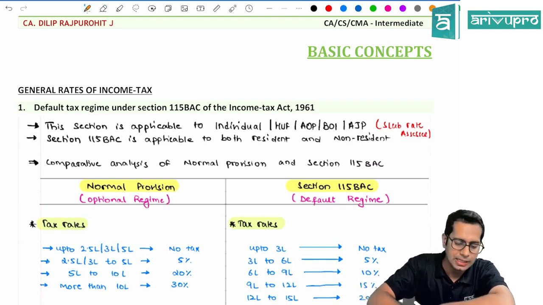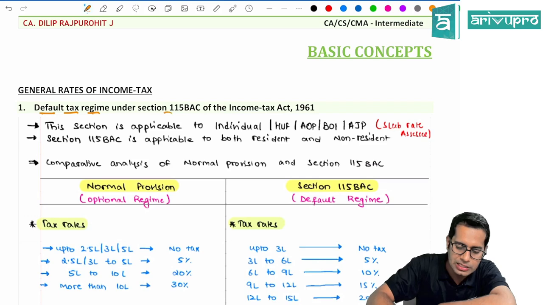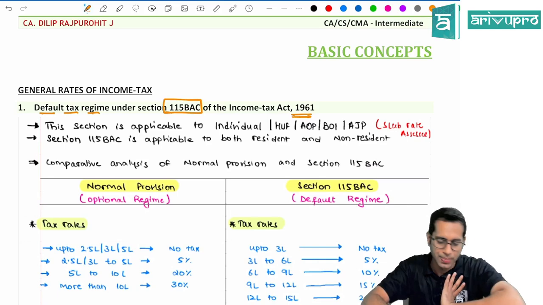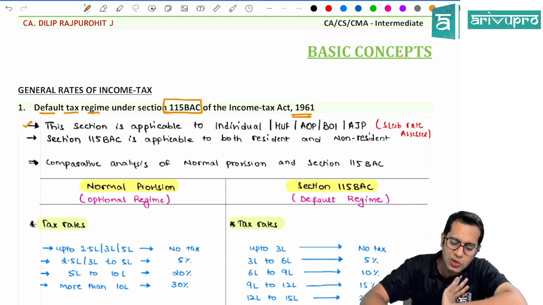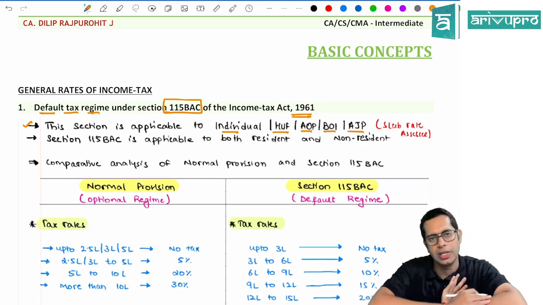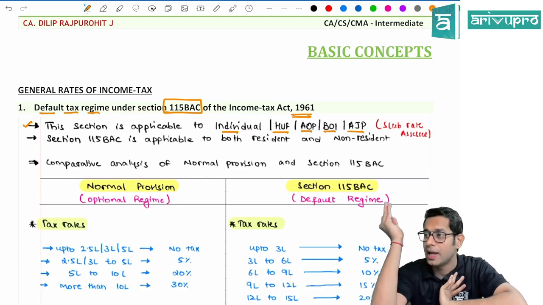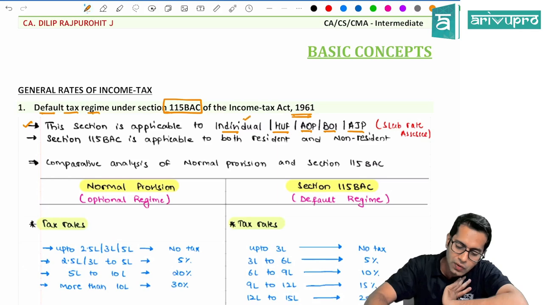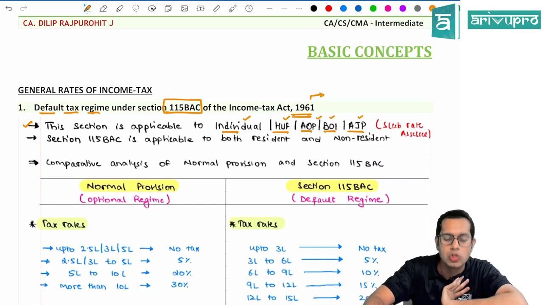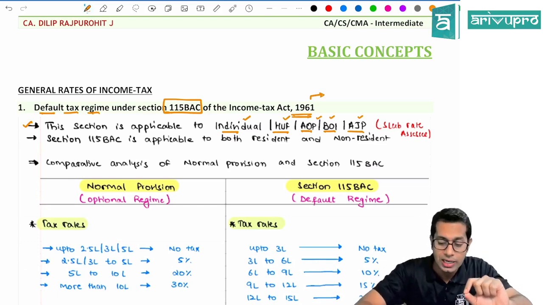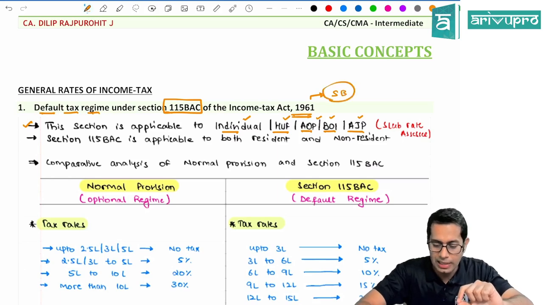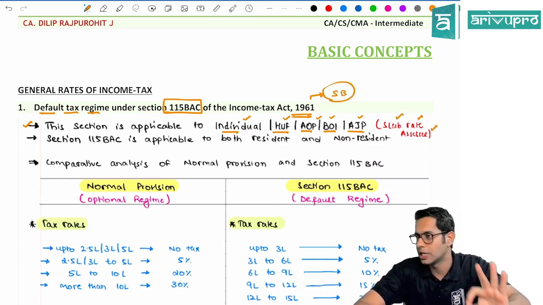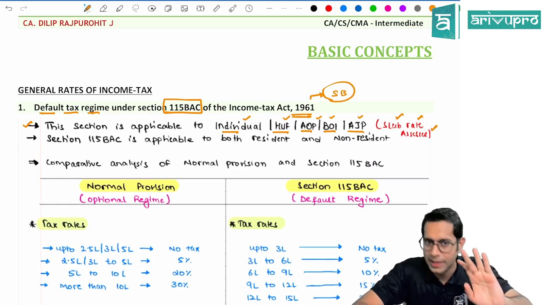Default tax regime under section 115BAC of the Income Tax Act 1961. This section is applicable to an individual, HUF, AOP, BOI, artificial juridical person. In simple words, it is applicable to those people who are paying tax at slab rate. If you are paying tax at slab rate, then for you this section 115BAC is applicable.